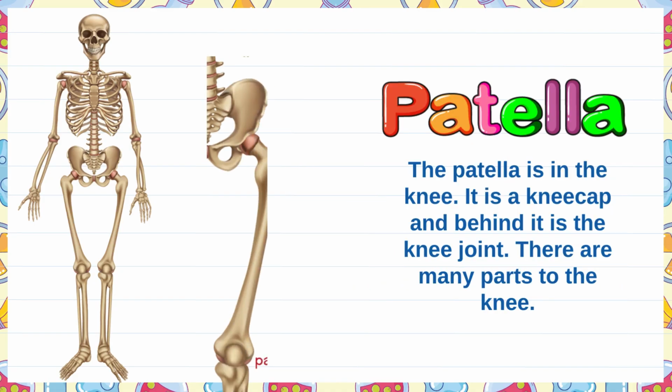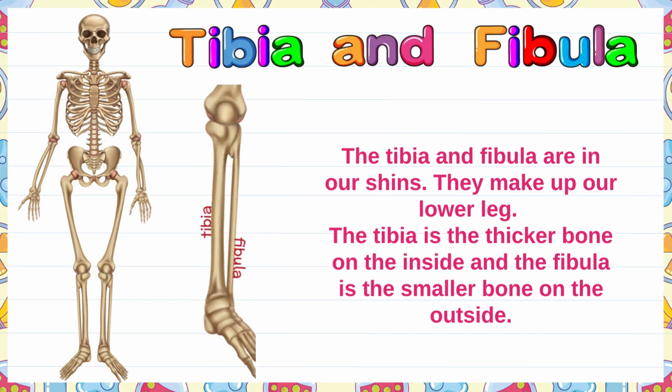The patella is in the knee. It is a kneecap, and behind it is the knee joint. There are many parts to the knee. The tibia and fibula are in our shins. They make up our lower leg. The tibia is the thicker bone on the inside, and the fibula is the smaller bone on the outside.